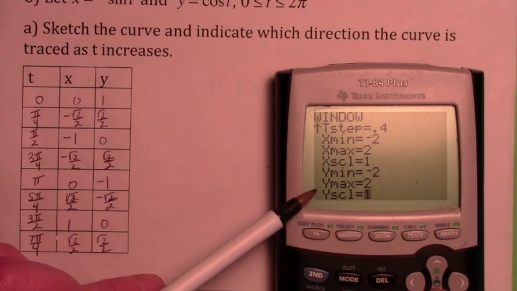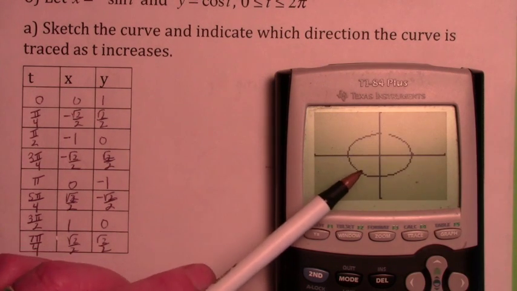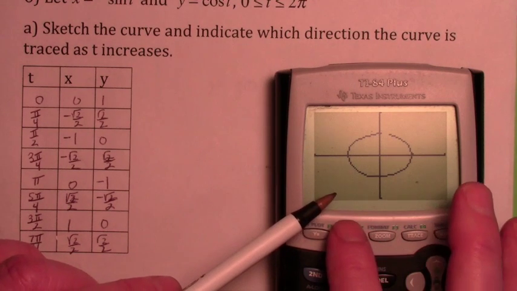That would be a pretty good window. So when you graph this, sure enough, you get the unit circle. Let me slow it down a little bit, though. That was a little too fast.